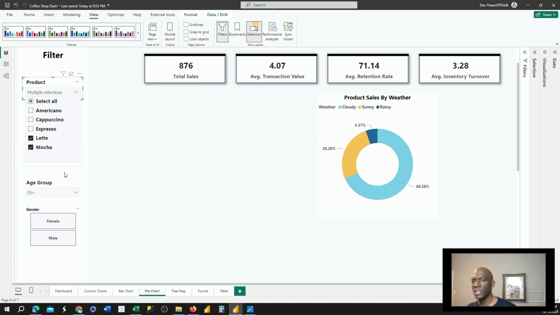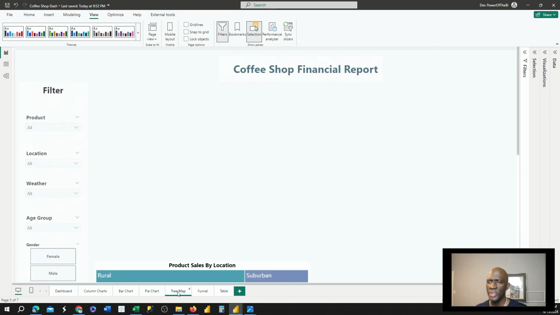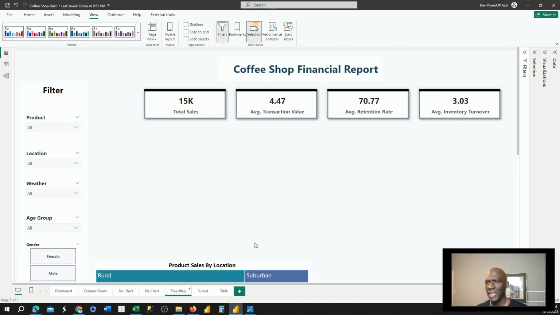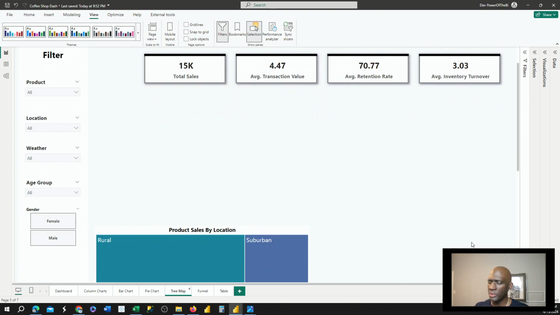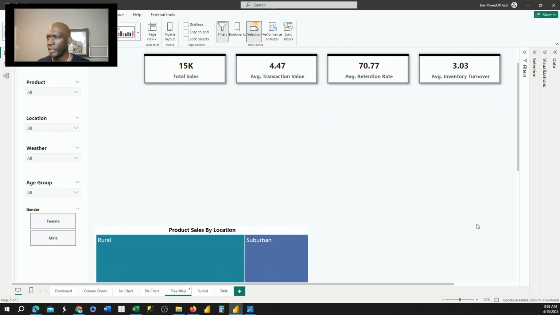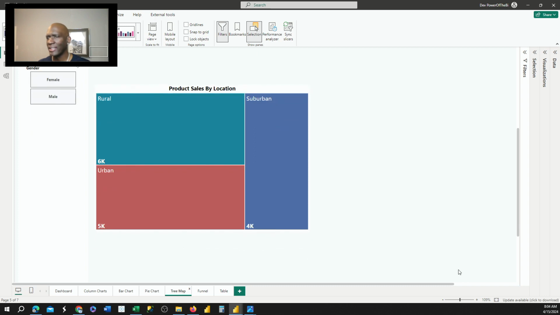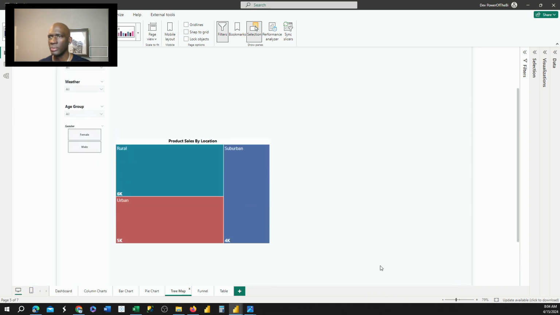So that's giving us some idea of how to evaluate, or rather analyze, the data using the donut chart visualization. But let's go over to the tree map. Tree map, again, I think is kind of an interesting visual. I can tell why they call it a map, but I can't necessarily tell why they call it a tree. But you know, that is what it is.